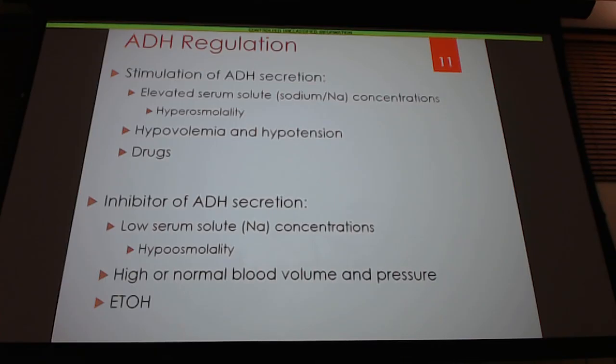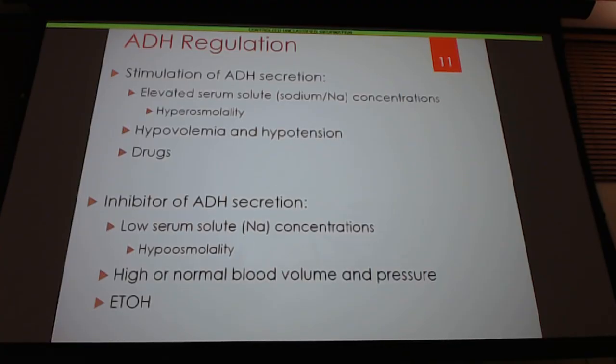So this just talks about what stimulates and what inhibits ADH, right? It goes back to that concentration of the serum solutes, the osmolality. So hyperosmolality, need more ADH. Obviously, if I'm in shock, I need more ADH. And then, of course, all those lovely medications. All of those meds that you learned in pharm can potentially impact this too. And then, obviously, the opposite, inhibition.